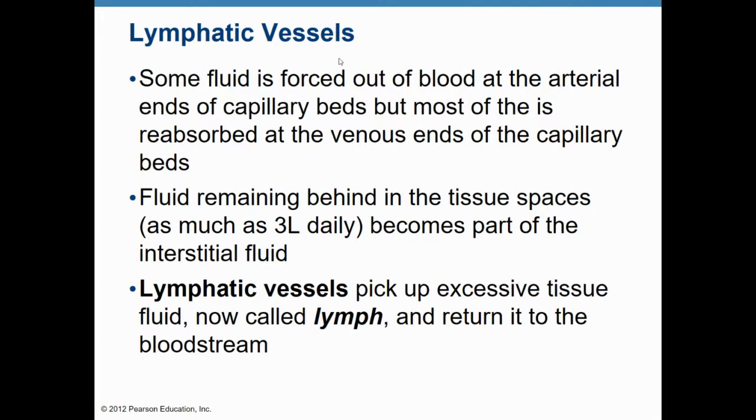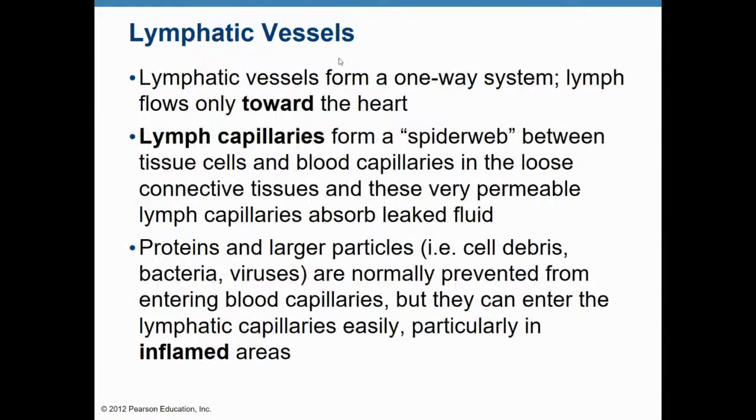The fluid that remains behind in the tissue spaces becomes part of our interstitial fluid, and that can be as much as 3 liters of fluid that are produced each day. The lymphatic vessels are going to pick up that excess fluid. Once it's inside of the vessels, we refer to it as lymph, and then it returns it back to the bloodstream. Now, lymphatic vessels are going to form a one-way system where we're only moving lymph towards the heart. We never move lymph away from the heart.